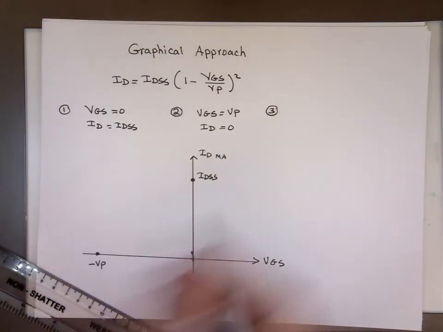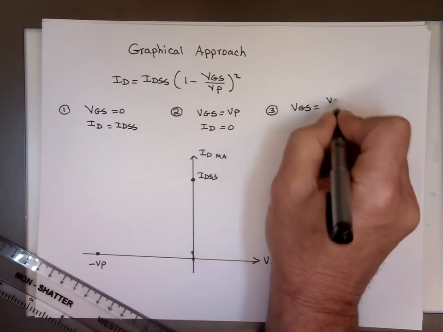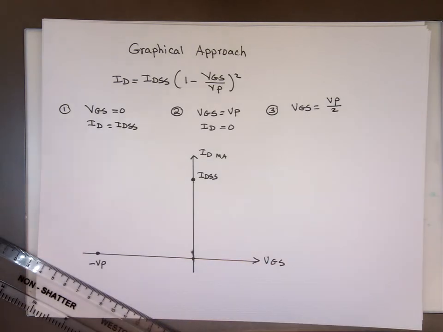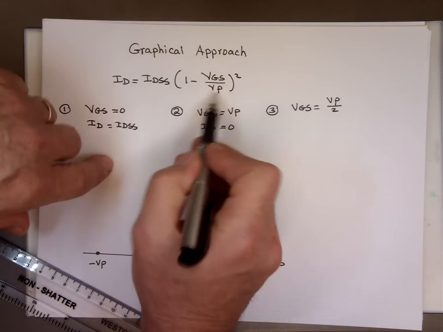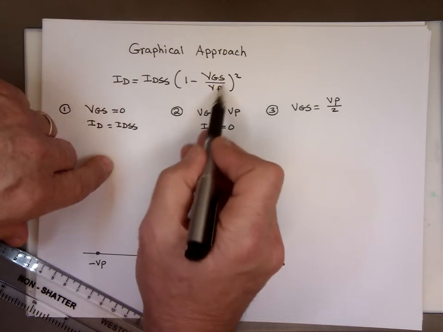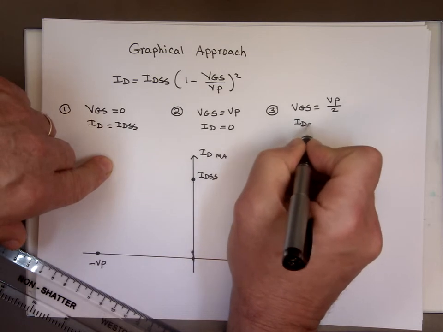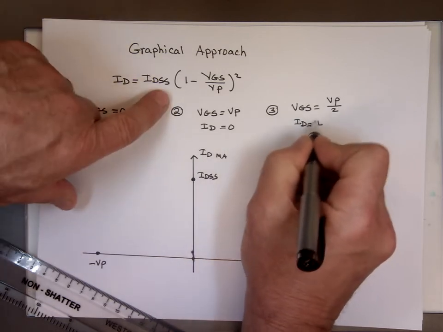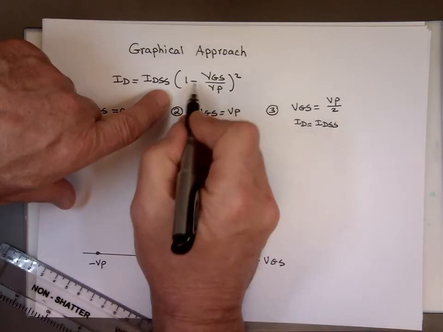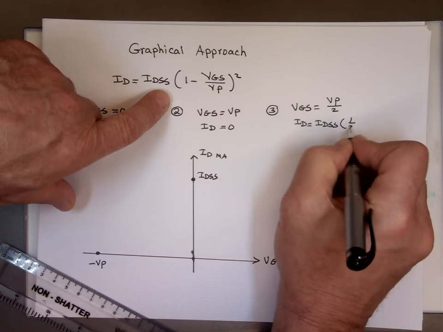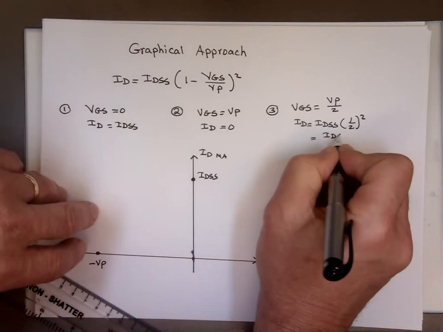What happens if I pick VGS equals VP divided by 2, half of VP? When you put half of VP, when you divide it by VP, this number becomes a half. So I sub D is going to be I sub DSS times 1 minus a half. So what's 1 minus a half? That's 1/2, and we need to square it. And that will make it I sub DSS over 4.